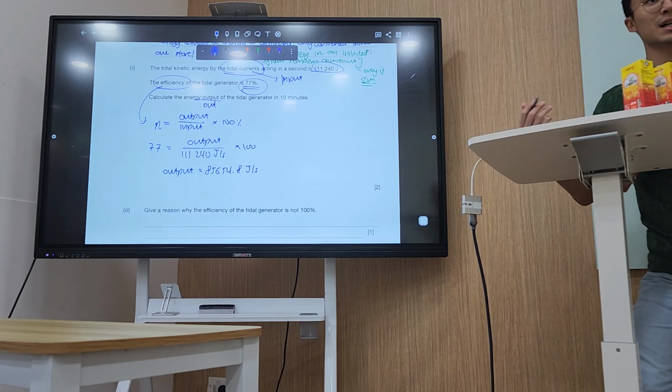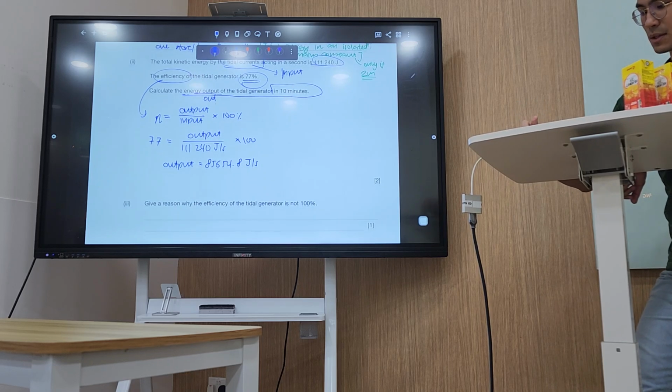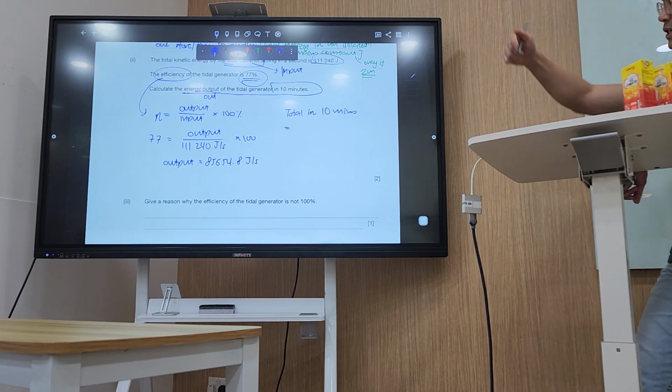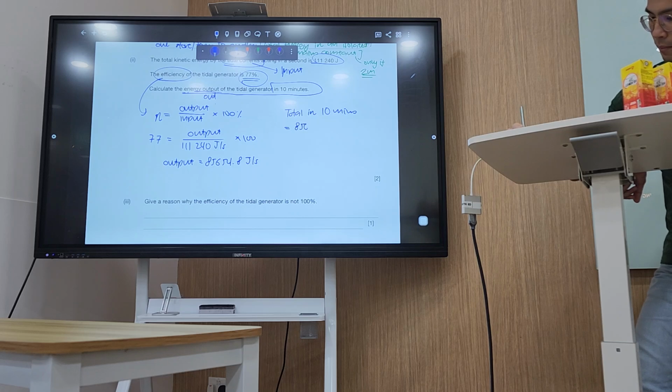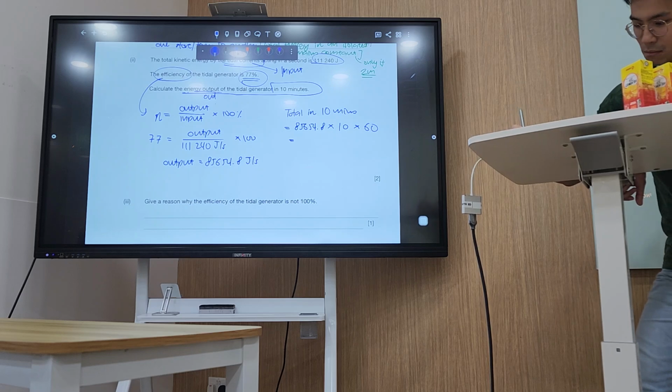But this is not what the question is asking for. The question is asking for the energy output in 10 minutes. So you need to include your total duration. You have 85654.8 times 10 minutes times 60 seconds per minute. So this one times 600 works out to 5139280. Rounding up, we just use that formula.